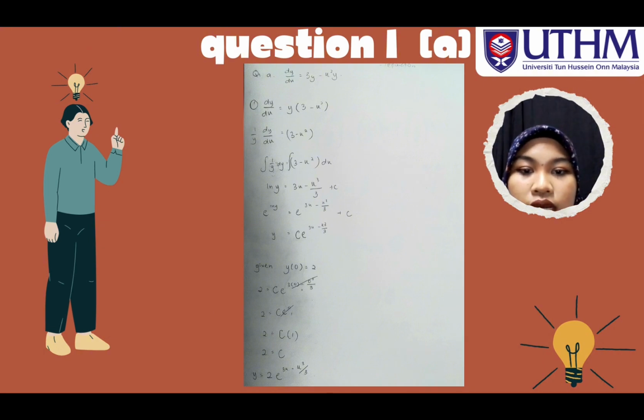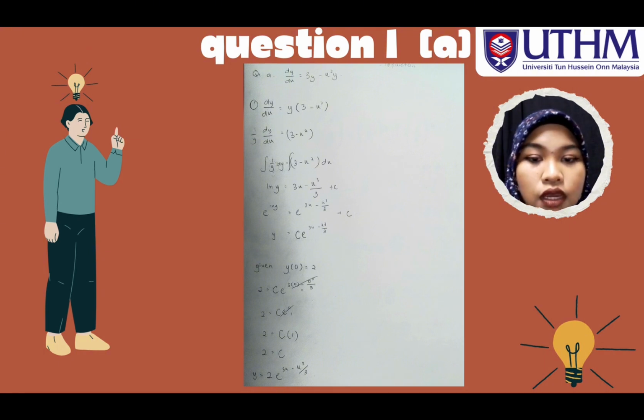So the general solution will be y equal to c constant times exponent of 3x minus x power of 3 per 3.